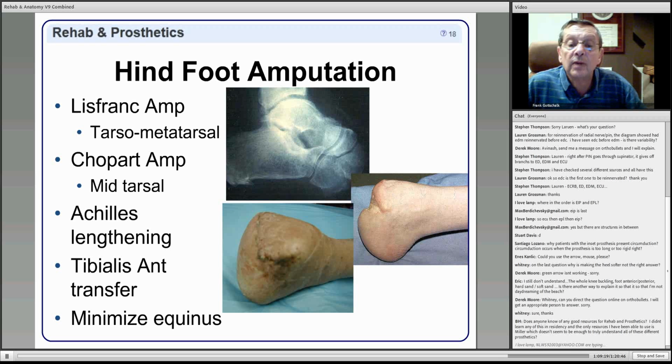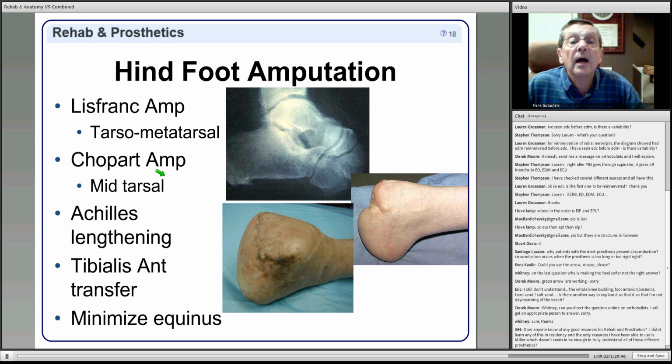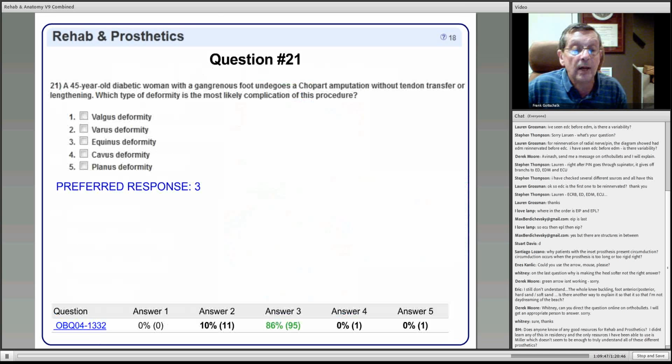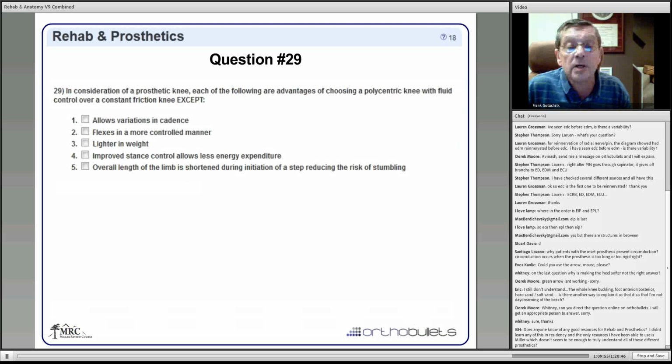illustration. And one can see that there is callosity at the area here where rollover would take place. Now, in the bottom picture is an individual that's had a Lisfranc amputation, but also a tendo-Achilles transfer and a tibialis anterior lengthening, and is able to keep that foot out of equinus and even slight varus. So the correct response to this answer was number 3, the equinus deformity, which most of you were able to get correct.